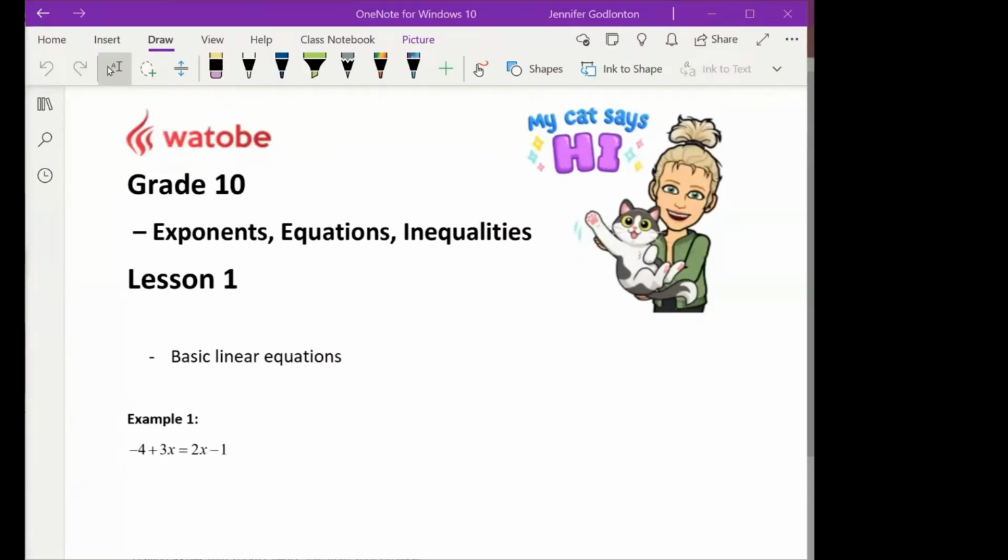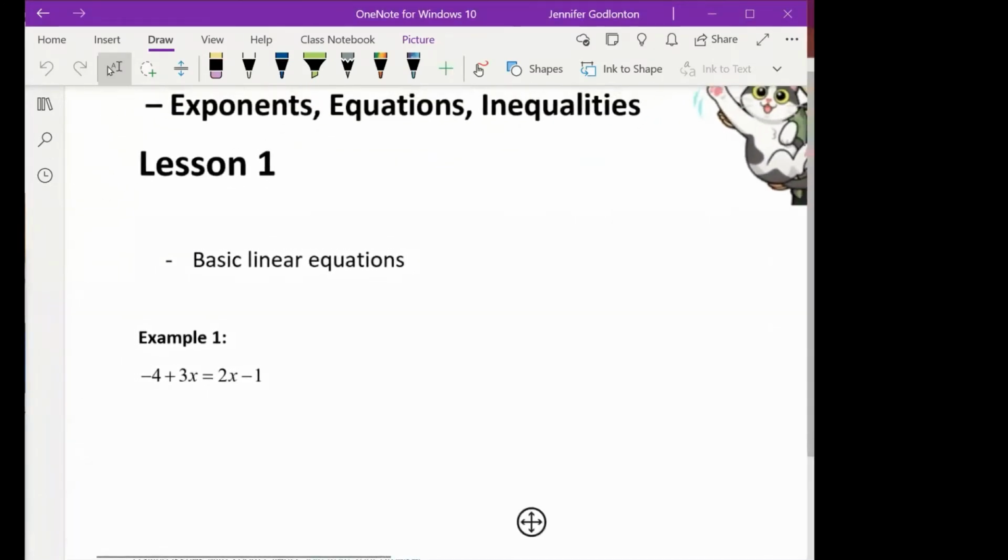Right, basic linear equations. Can anyone tell me what this word linear means when we have a linear equation? Who can tell me what the word linear means? Yes. Oyabongwa, can you help me? What does linear mean? I think it means one.